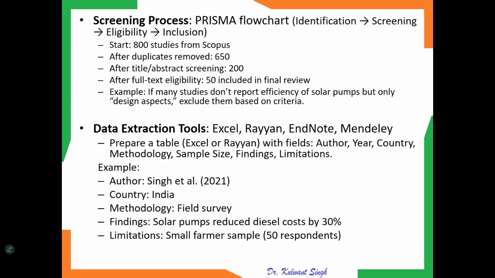Now we need to extract the data. So you can use Excel. Rayyan is one of the AI tools that we can use. EndNote, Mendeley, all these tools we can use as a source or platform for data extraction. And we prepare a table, if we are using Excel or Rayyan, with fields like author, year, country, methodology, sample size, finding, limitation. And these parameters we will assign according to our research stream.